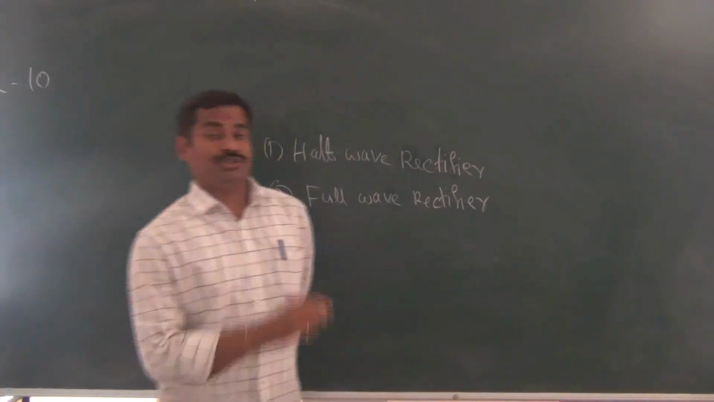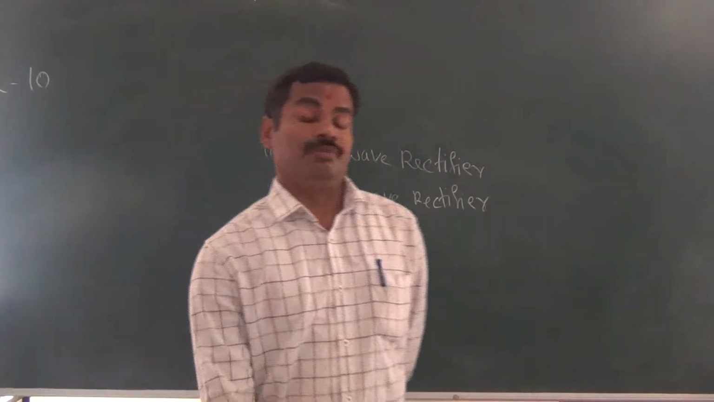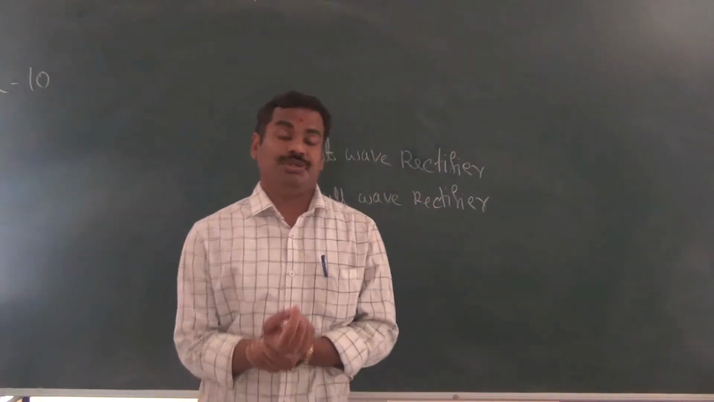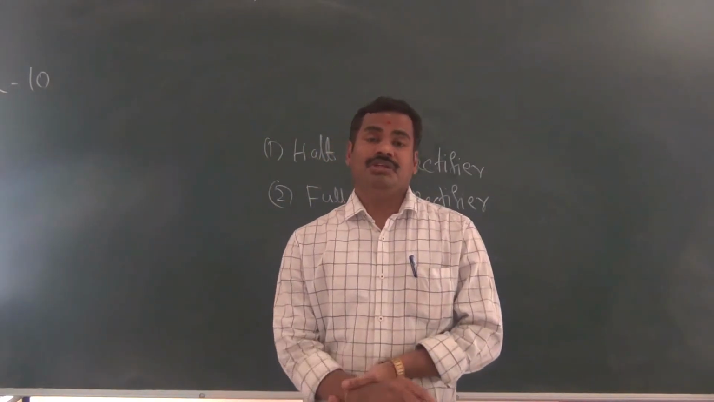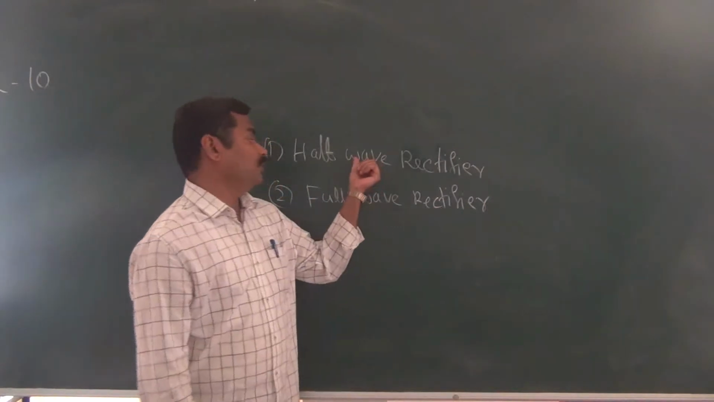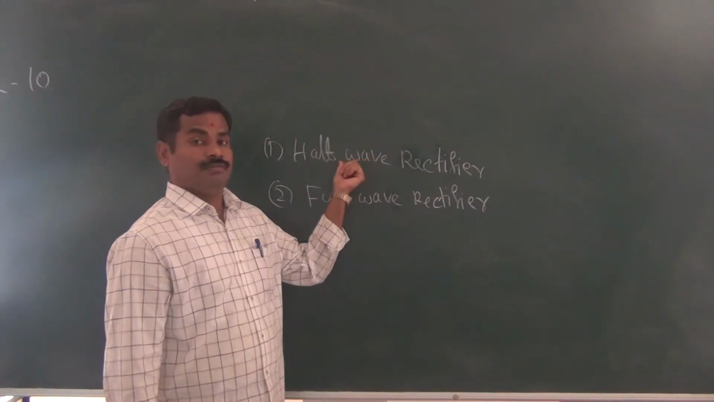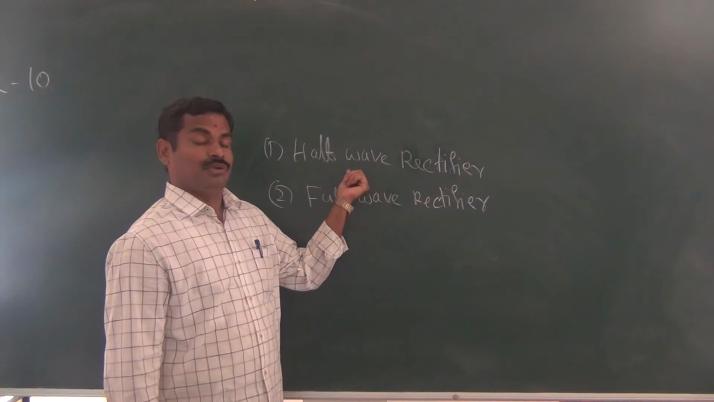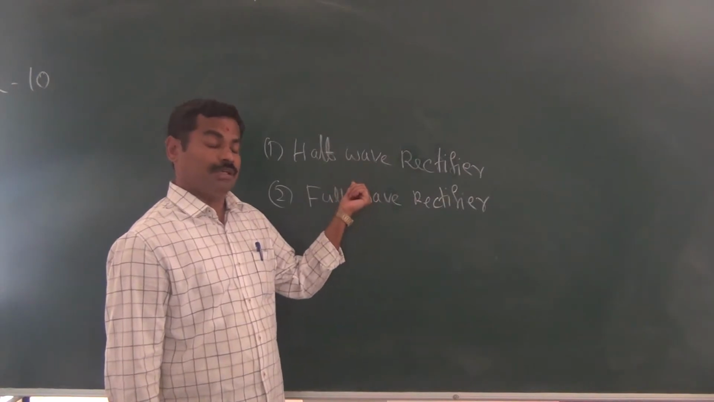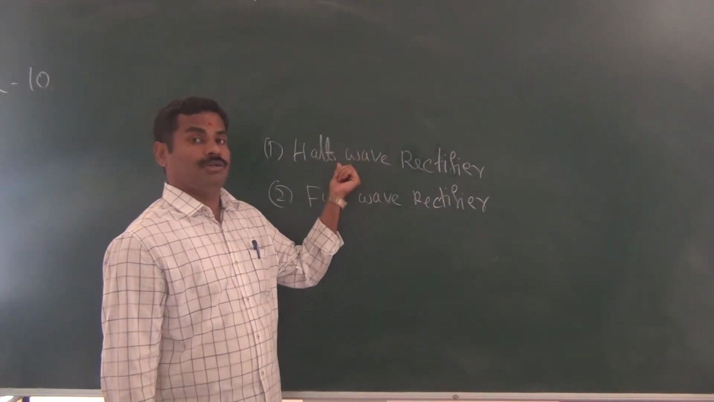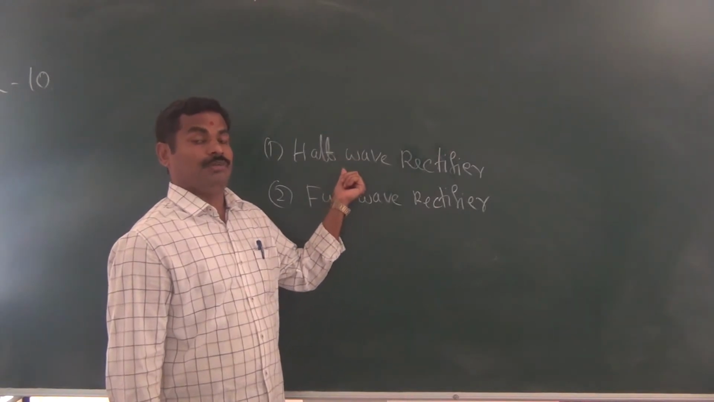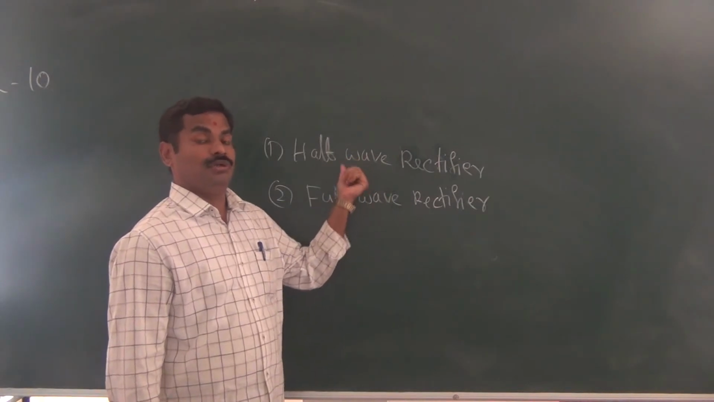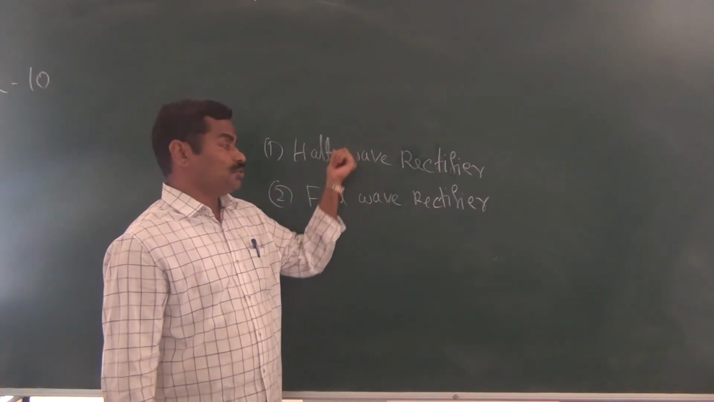We discussed this already in the last class. It is an important question for 5 marks: explain the construction and working of a half wave rectifier or full wave rectifier. As the name indicates, in a half wave rectifier only one half cycle is converted from AC into pulsating DC. That is called a half wave rectifier.